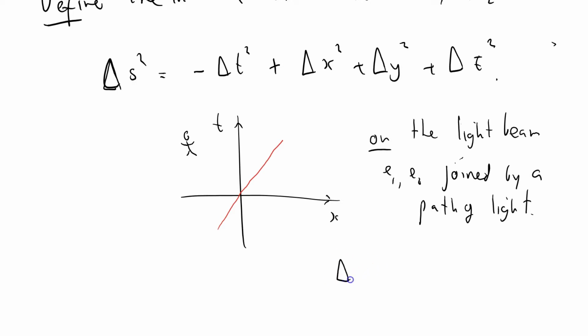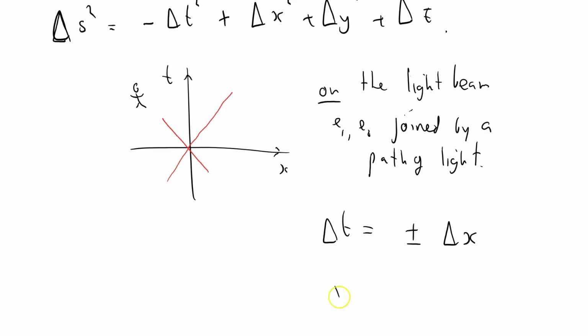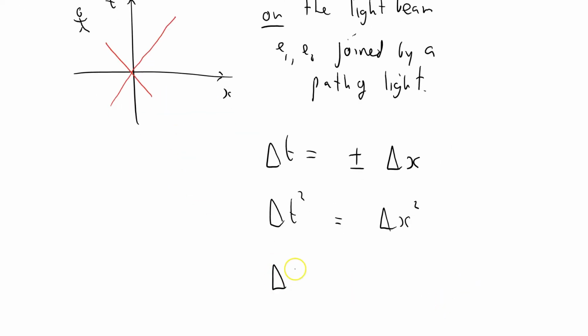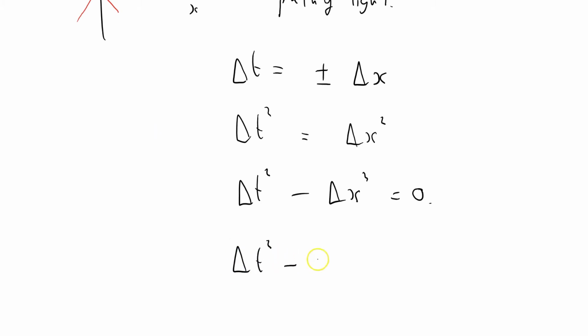On the light beam we know that delta t equals plus or minus delta x. You've got the two signs, one going leftwards, and the negative sign going the other way, backwards. So that tells me that delta t squared equals delta x squared, so let's just do it in one dimension: delta t squared minus delta x squared equals 0. But of course you can easily see that minus delta t squared plus delta x squared plus delta y squared plus delta z squared is also equal to 0. So that's delta s squared equals 0.